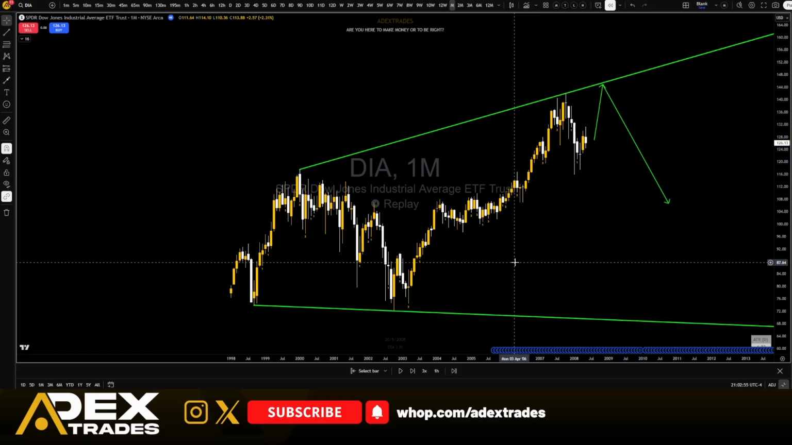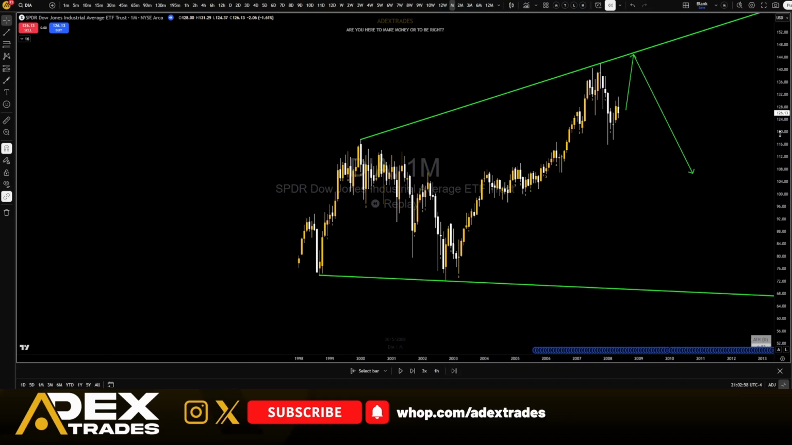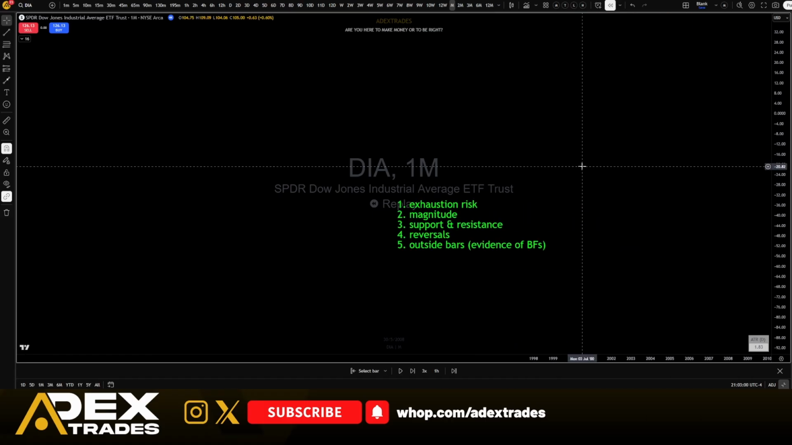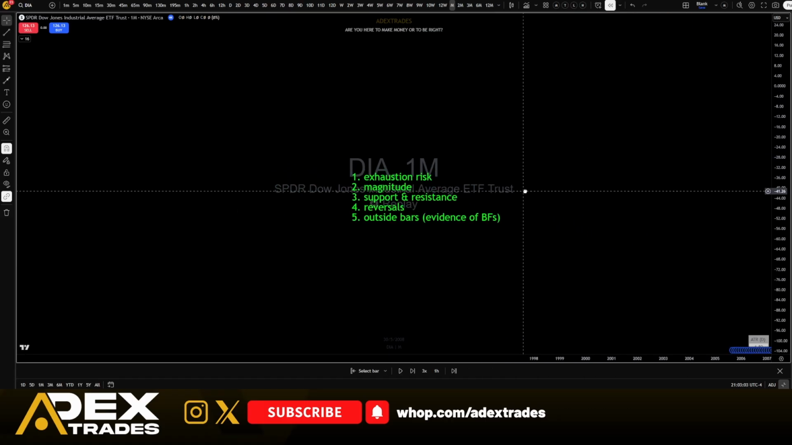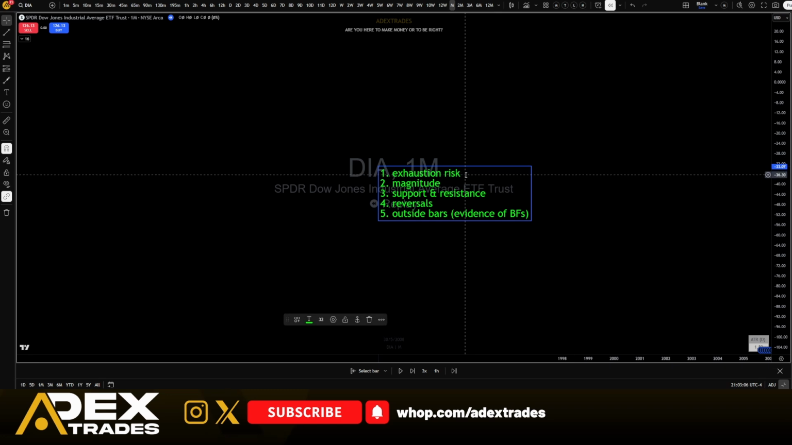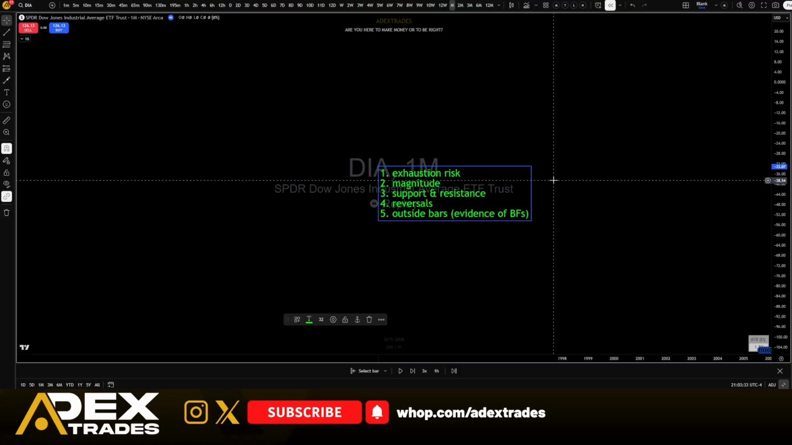Now, what are the functions of a broadening formation? Broadening formations give us evidence of exhaustion risk. They show us the potential magnitude, or how far price can go. Broadening formations can be used as support and resistance, and to show us a potential sign of a reversal. And outside bars, or 3 bars, are evidence that broadening formations exist. Now, let's talk about the first two, which are exhaustion and magnitude.